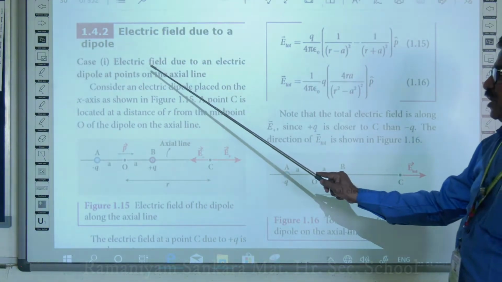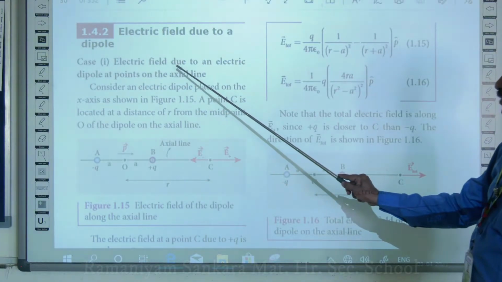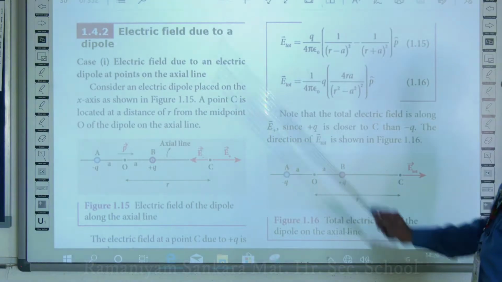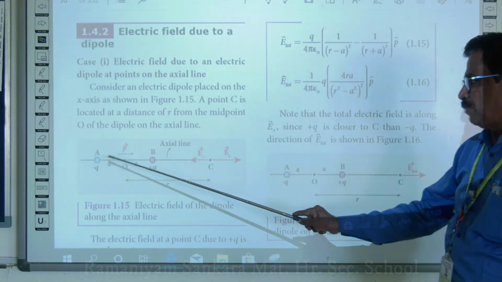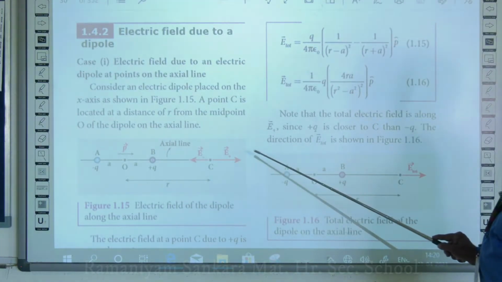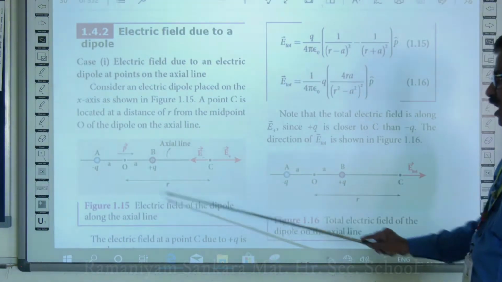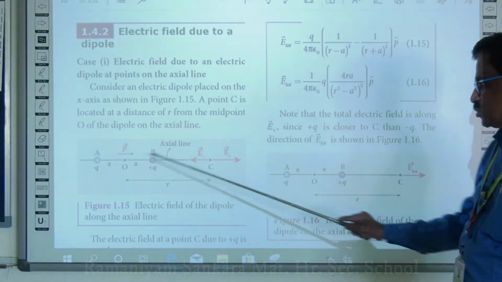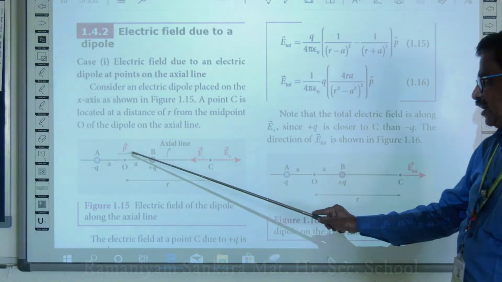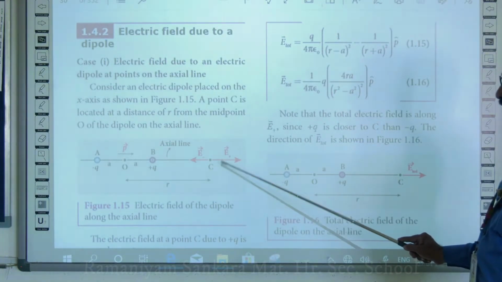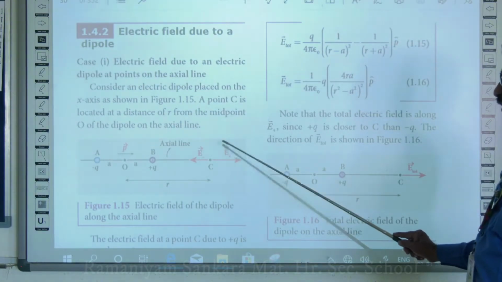So what is the question? Case 1, electric field E vector due to an electric dipole at points on the axial line. What is the axial line? The line joining the plus q and minus q and extended on both sides is called the axial line. So first draw the diagram. Take a point A for minus q, take a point B for plus q, total distance is 2a, center is O, the electric dipole from minus q to plus q is P vector, and take a point C where you keep the test charge q naught, plus q.